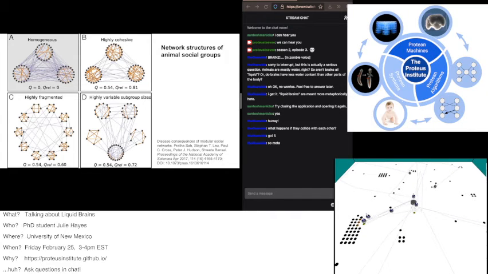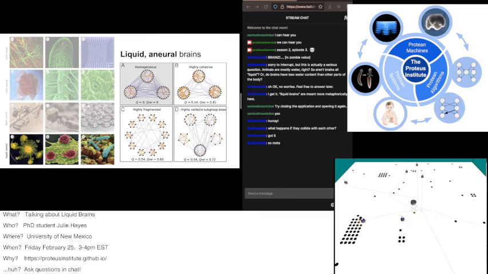The orange lines here are disease vectors, right? If two of these guys are connected with an orange line, it means that they gave the disease to each other. They're just looking at the way that the disease would spread through this population given these different network structures. And I would argue that this is a social lens. So they're treating the system as a liquid aneural brain here, not a liquid neural brain.